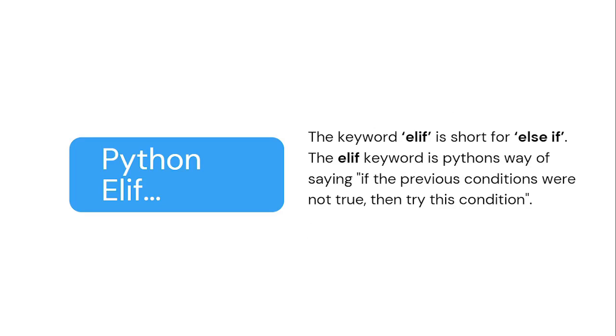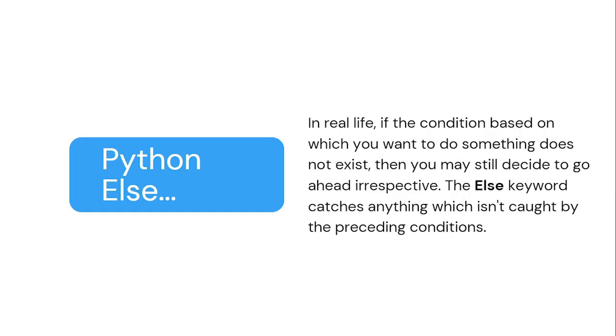Now the keyword elif is short for else if in other languages. The elif keyword is Python's way of saying if the previous condition were not true, then I'll try this condition. Then also look at the else. In real life, if the condition based on which you want to do something does not exist, then you may still decide to go ahead irrespective. The else keyword catches anything which isn't caught by the preceding condition. So if none of the conditions above is true, then perform the else.